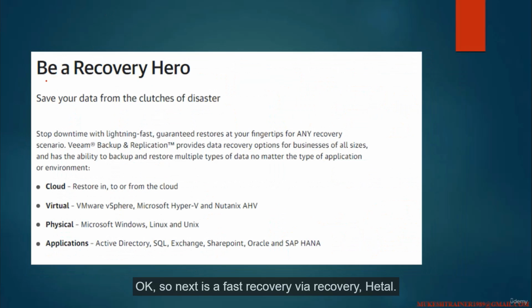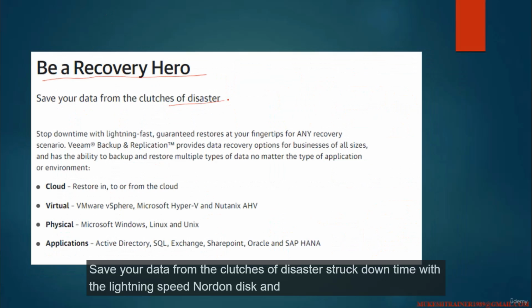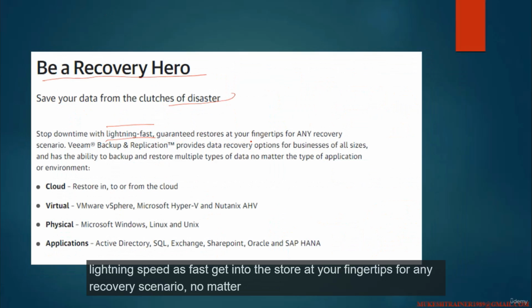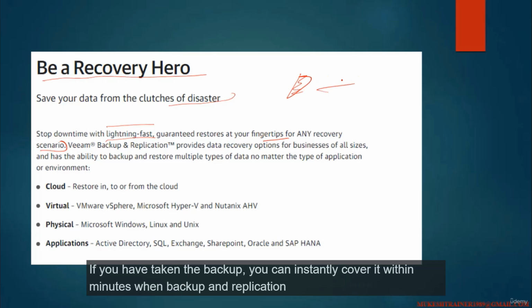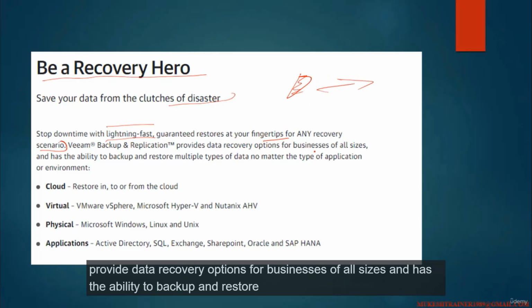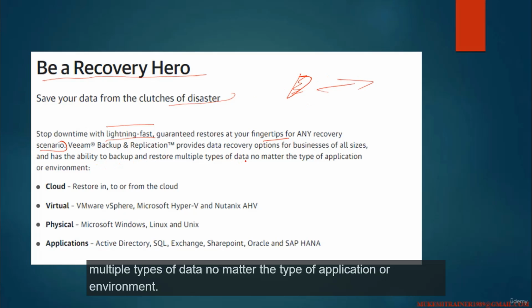Be a recovery hero. Save your data from the clutches of disaster. Stop downtime with lightning speed. Note down this, lightning speed as fast. Guaranteed restore at your fingertips for any recovery scenario. No matter what happened to your networks, if you have taken the backup, you can instantly recover it within minutes. Veeam Backup and Replication provides data recovery options for businesses of all sizes and has the ability to back up and restore multiple types of data, no matter the type of application or environment.